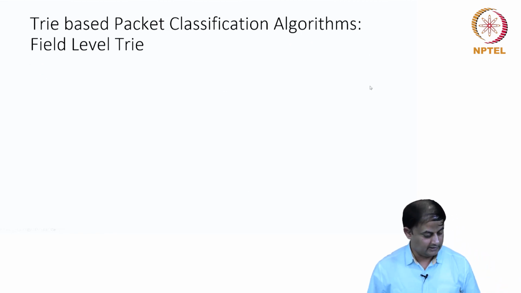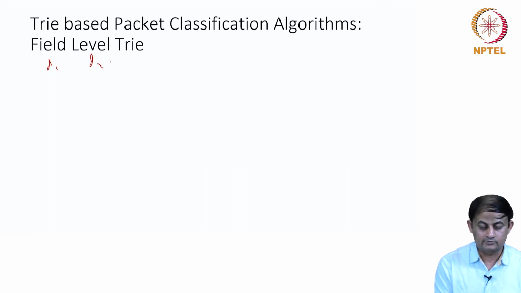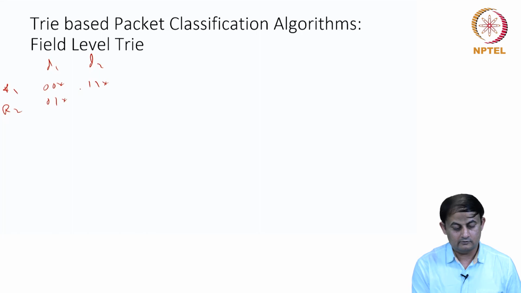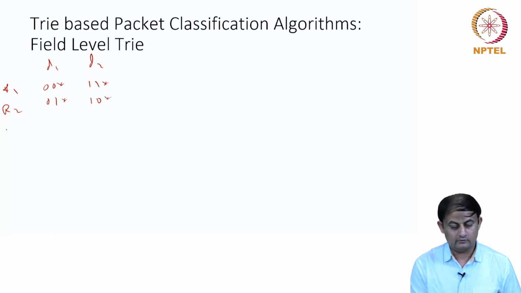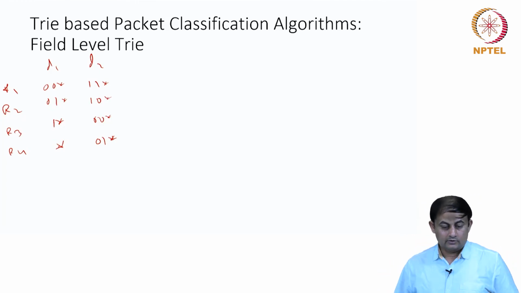So let's see with a simple example how the trie actually looks. Let's again assume there are two dimensions D1 and D2, and rule R1 has the prefixes 0 0 star and 1 1 star, and rule R2 has 0 1 star and 1 0 star, and rule R3 says 1 star and 0 0 star, and rule R4 says star and 0 1 star. So what do we need to do?